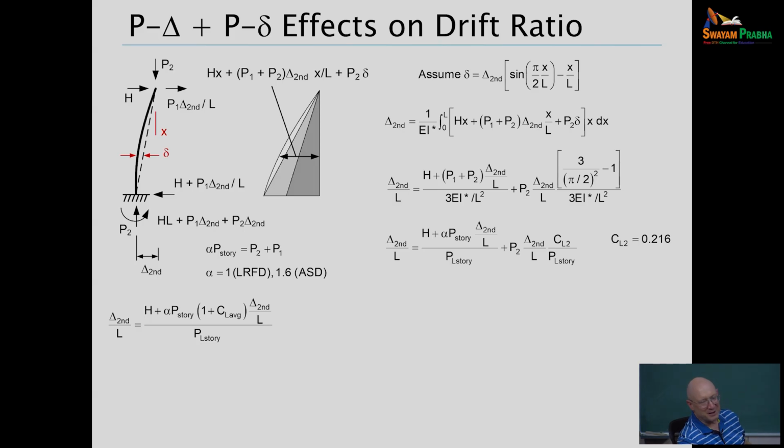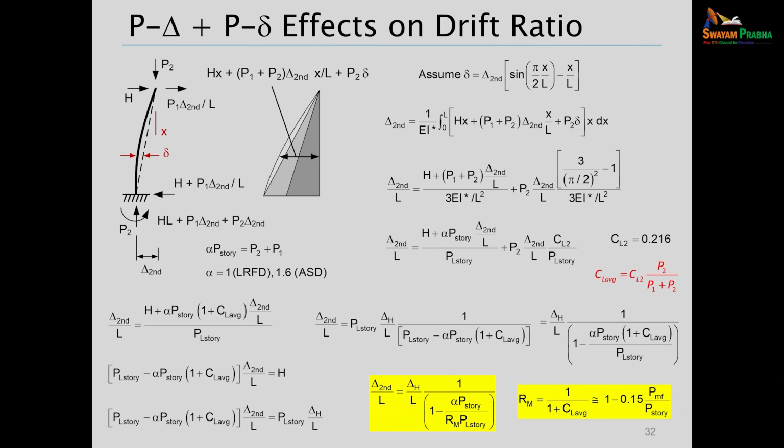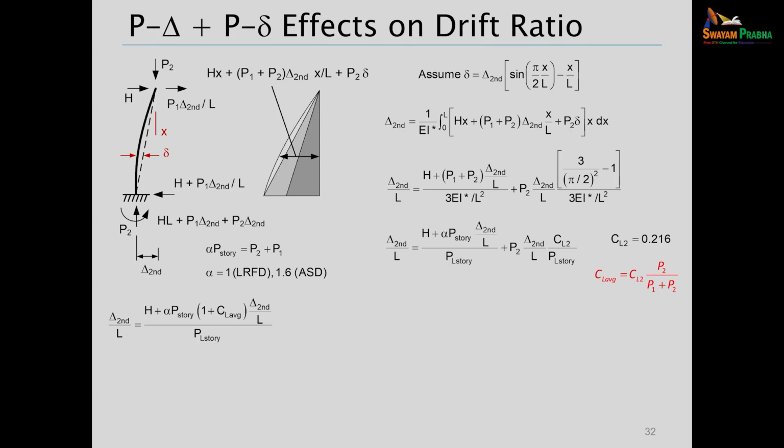And so it was decided, no, we've got something here that's an approximation, and generally you don't want to spend a whole lot of work on something that's already very approximate, right? So in general, let's convert the equation we were just looking at to the form you see now in the lower left, where we have an alpha P story times 1 plus an average of the CL terms over all the columns in the story. Okay? And then times delta second over L. What would be the CL average in this particular case? It would be CL2 times P2 over P1 plus P2. You could say that's a weighted average, actually. Okay? So now a lot of algebra. You can see that in the equation we just had, again, same problem we had before: we've got delta second on both sides of the equation. So we need to solve for delta second.